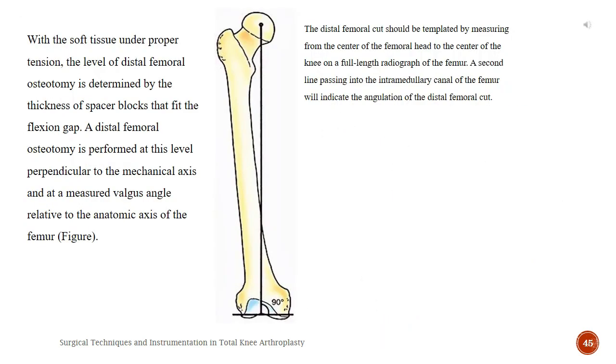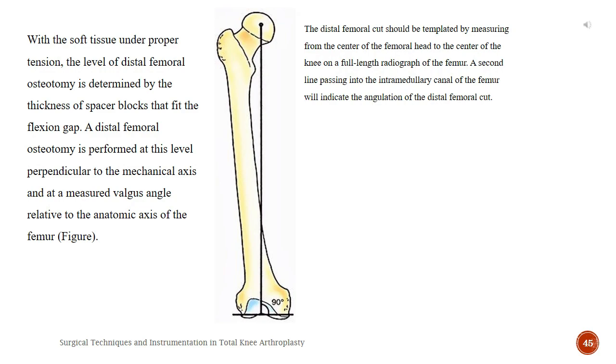With the soft tissue under proper tension, the level of distal femoral osteotomy is determined by the thickness of spacer blocks that fit the flexion gap. A distal femoral osteotomy is performed at this level perpendicular to the mechanical axis and at a measured valgus angle relative to the anatomic axis of the femur, figure.